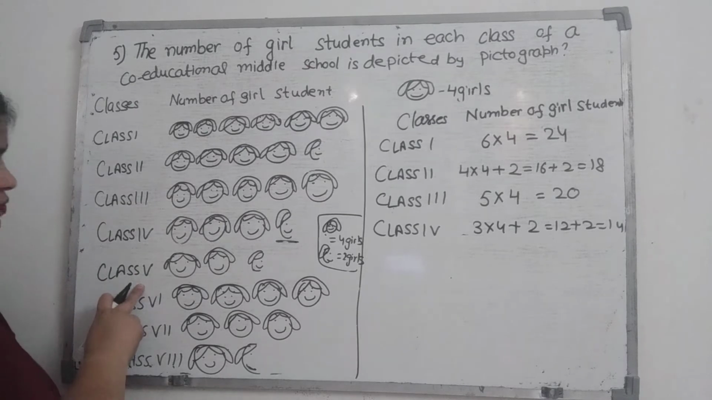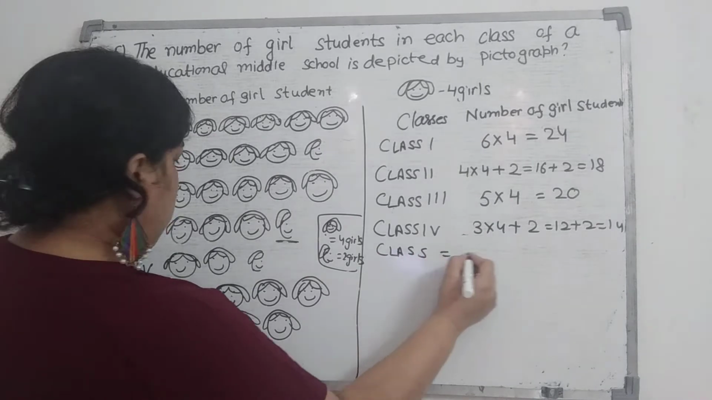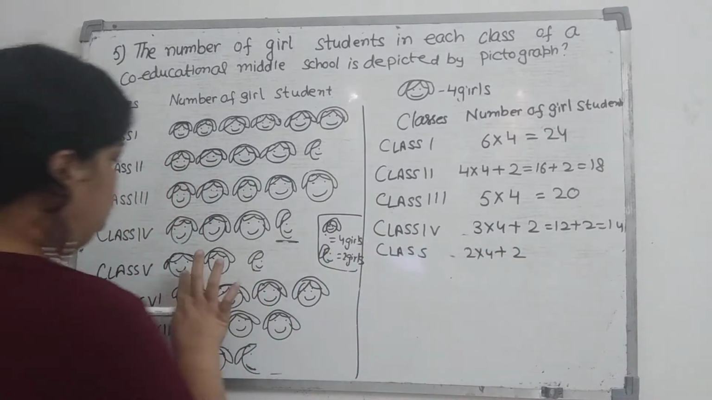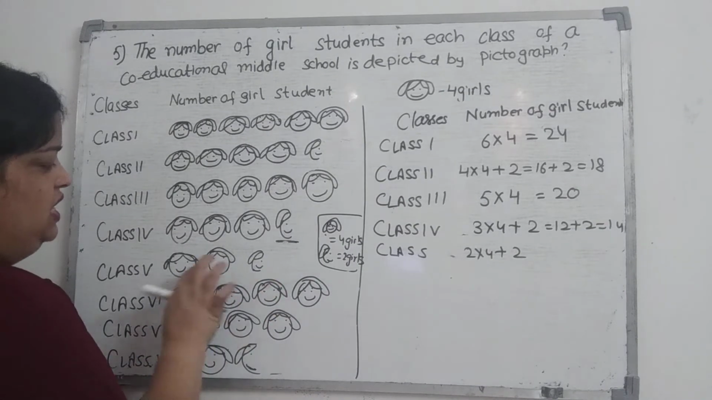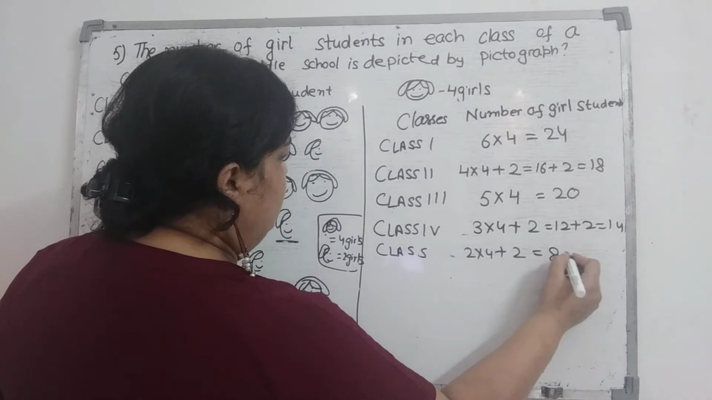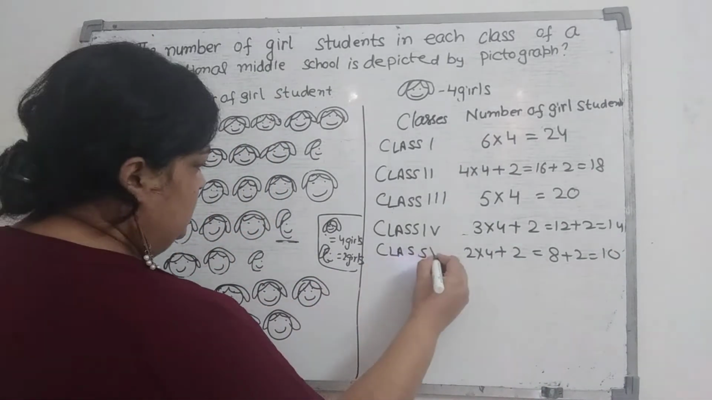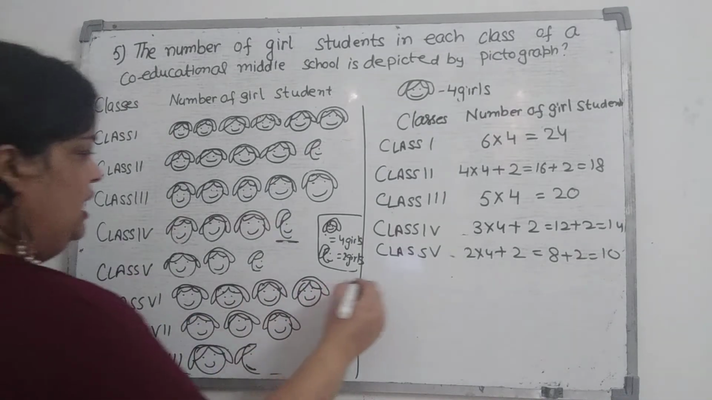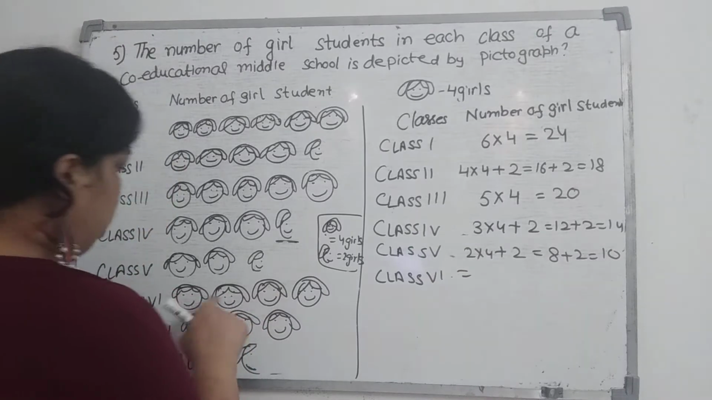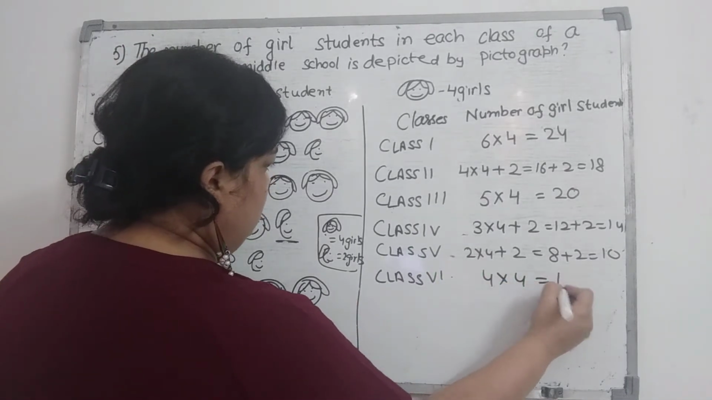Now we are doing the calculation for class 5. Class 5: 2 multiplied by 4 plus 2, because 2 full faces and 1 half face. So we multiply this 2 with 4, plus 2, is 8 plus 2, which is equal to 10. This is the representation of class 5. And class 6 has 1, 2, 3, 4 faces. So 4 multiplied by 4 is equal to 16.